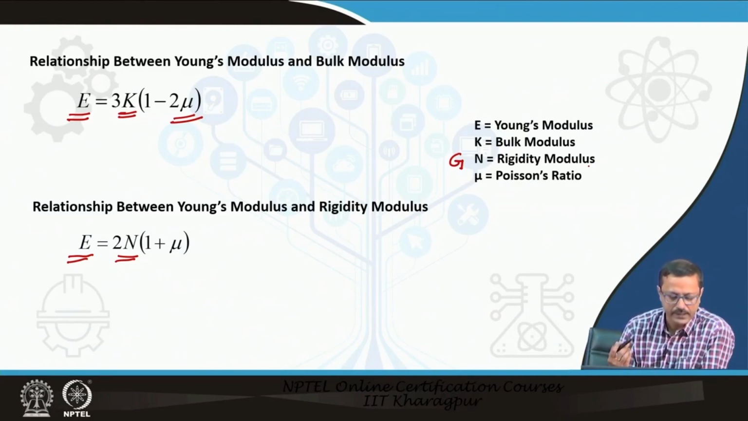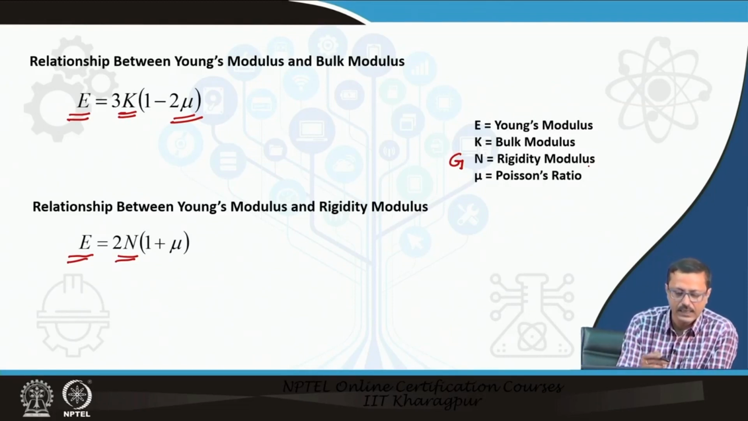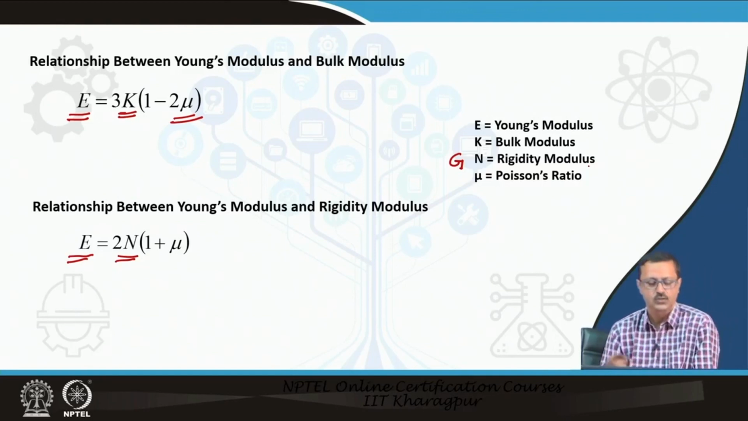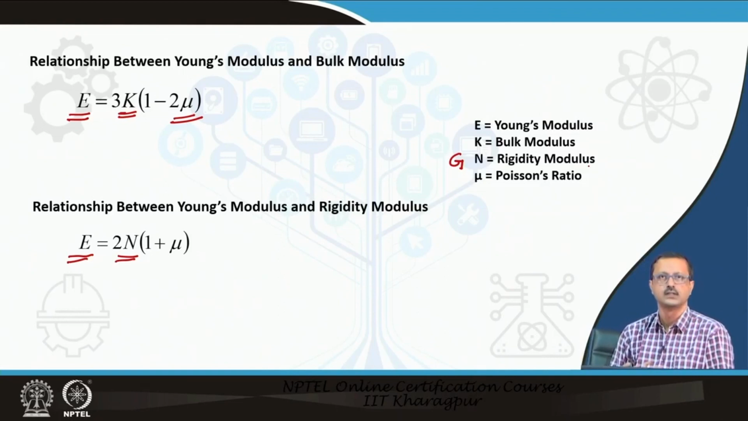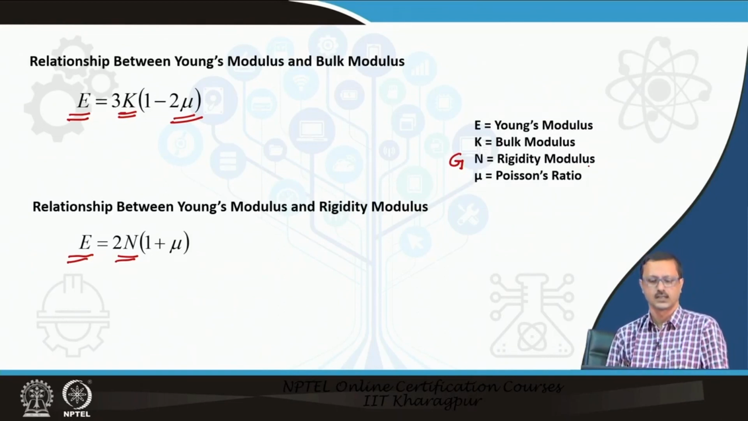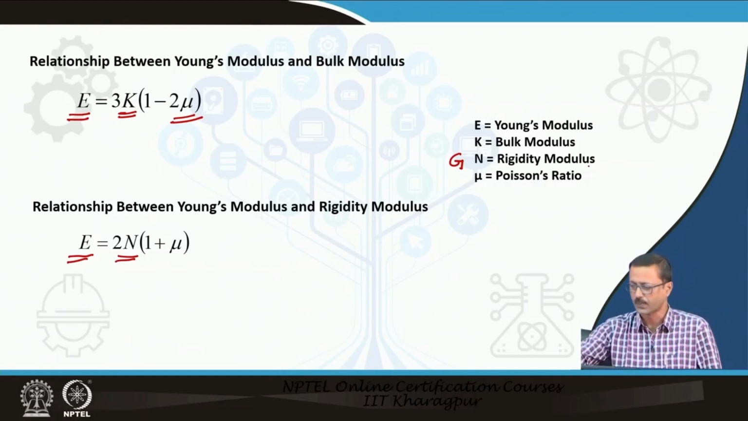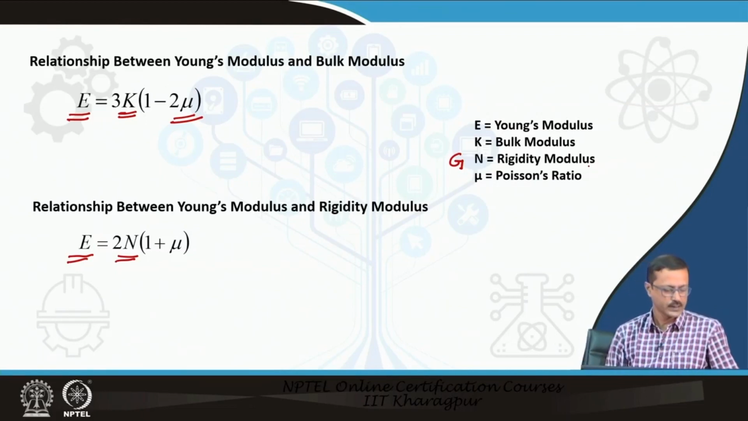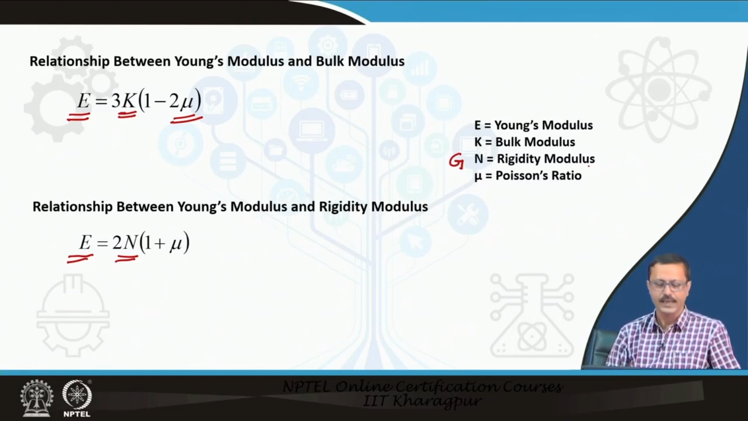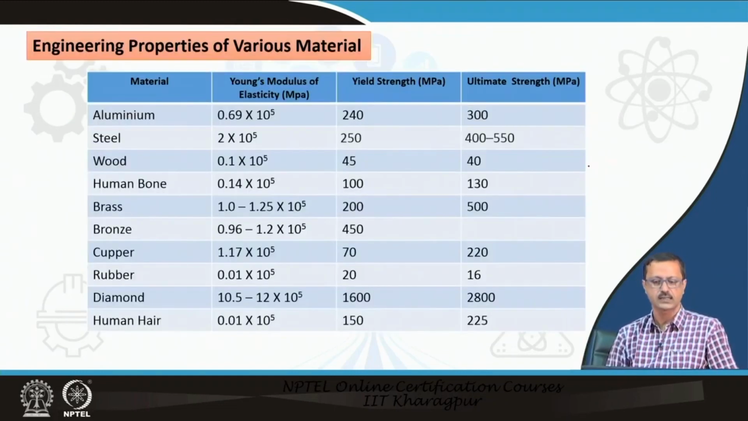So, there are 4 elastic properties altogether: E, K, mu and N or G. If you know any two of them, you can find out the third one, and if you know the third one, you can also go to the fourth one. So, that ends the discussion on the elastic properties.